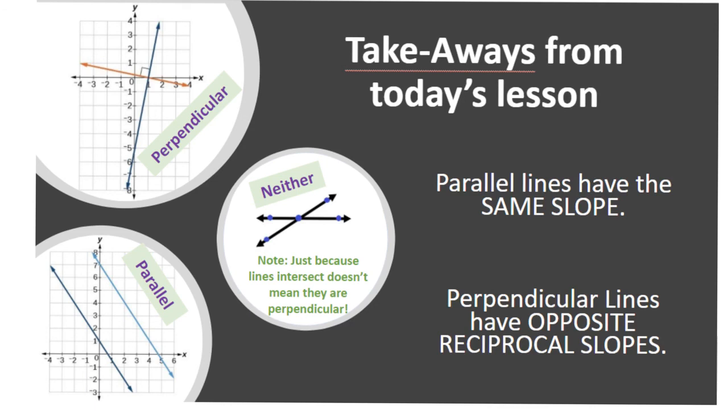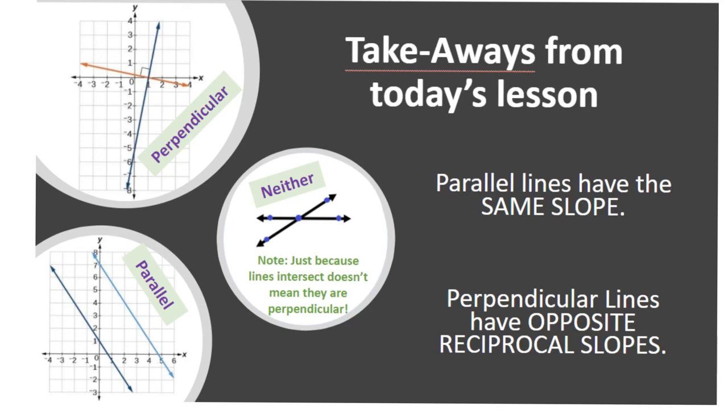Your big takeaways from today should be that perpendicular lines form right angles and they have opposite reciprocal slopes, and parallel lines have the same slope. There are times when lines just cross, but they are not perpendicular. Just because lines cross does not always mean that they are perpendicular. You have to check those slopes and make sure that they are opposite reciprocals of each other for them to be perpendicular.